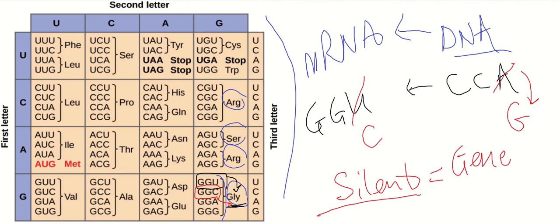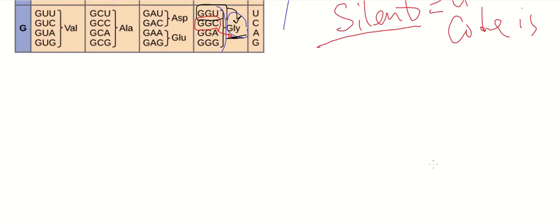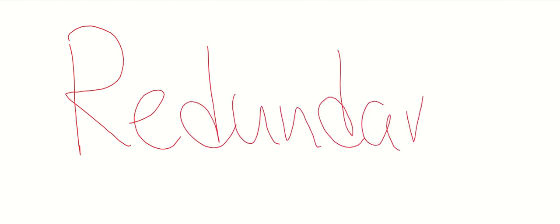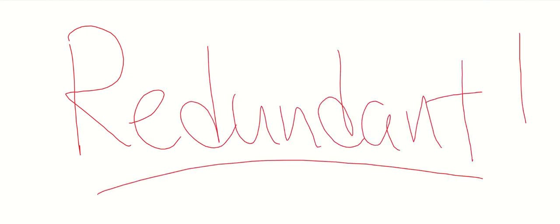You should write this down. Genetic code is what? Genetic code is redundant. It makes silent mutations possible.